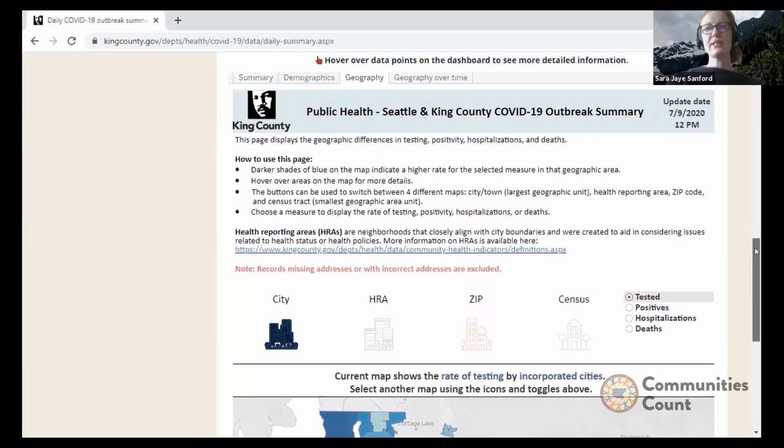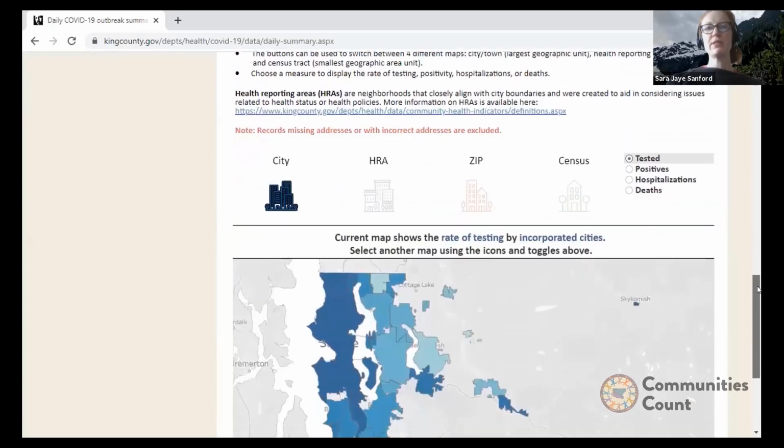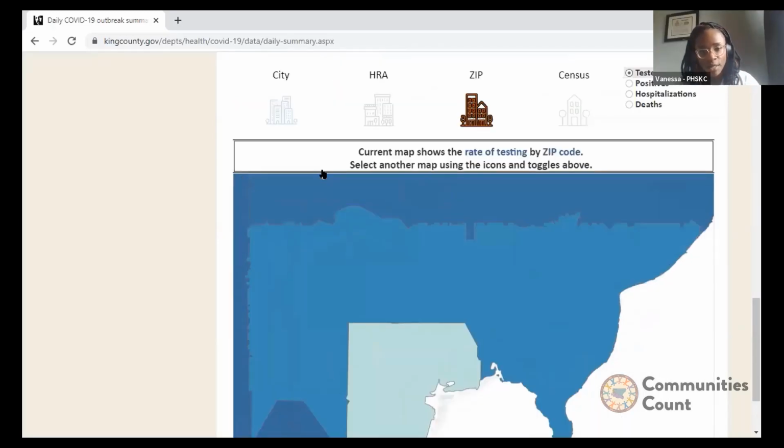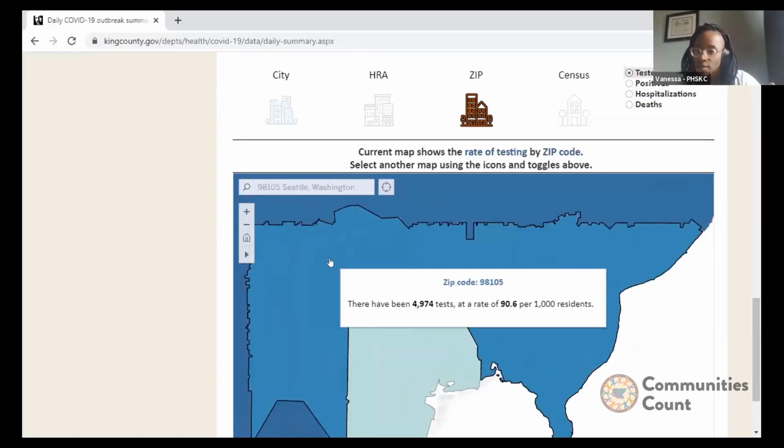Vanessa, we got a question in the chat box about zip codes. I know that's one of the geography options here. The question is, can you type in a zip code? So if you use the toggle feature, you put in the zip code and then it'll zoom in. And then once again, like the rest of the maps, you hover over it and it gives you the number for that certain zip code.